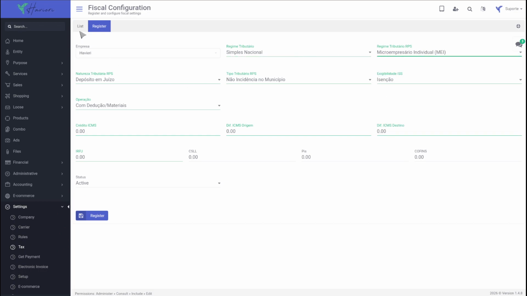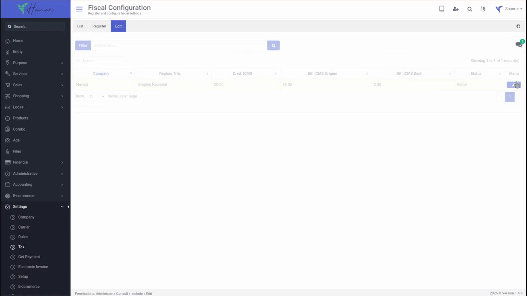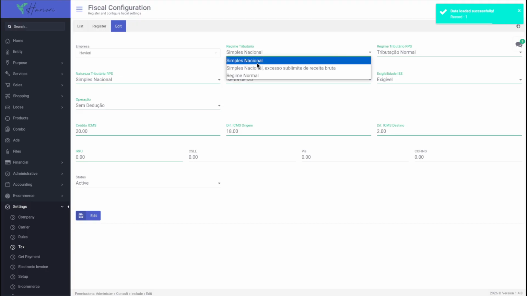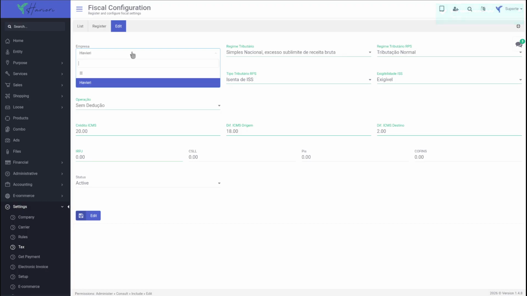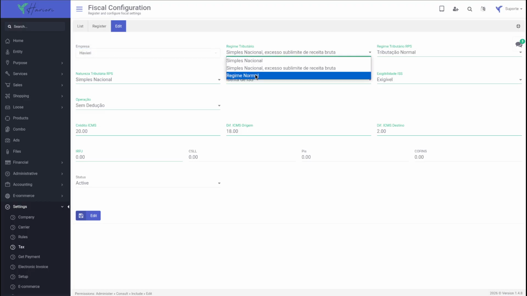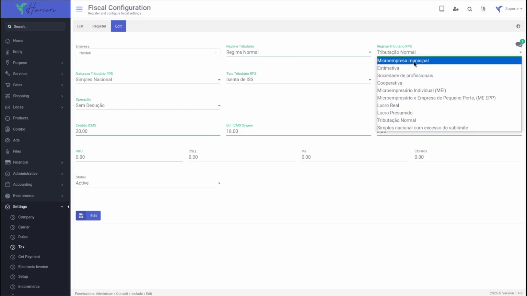The first field is the company. Each company in the group can have its own tax regime and specific rates. The tax regime defines how the company is taxed. You can choose between Simples Nacional with excess gross revenue sublimite, or normal regime. This choice directly impacts the calculation of all taxes.